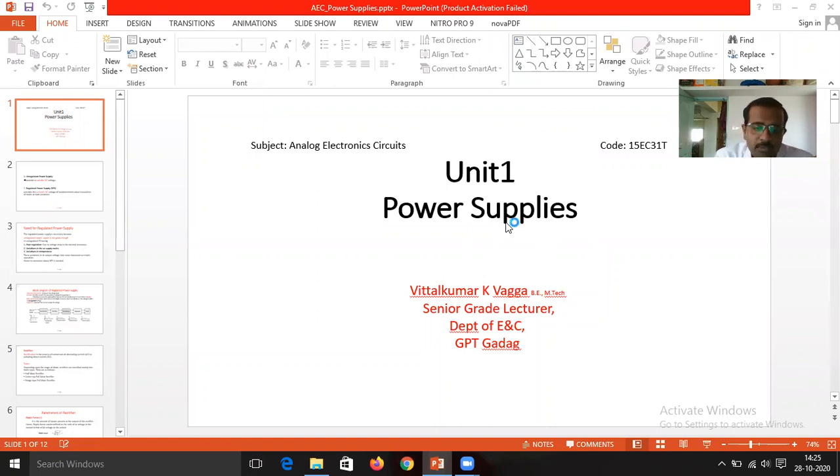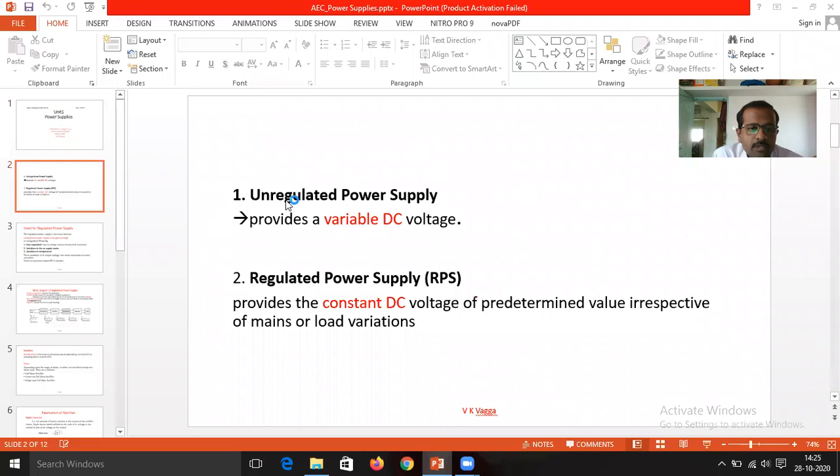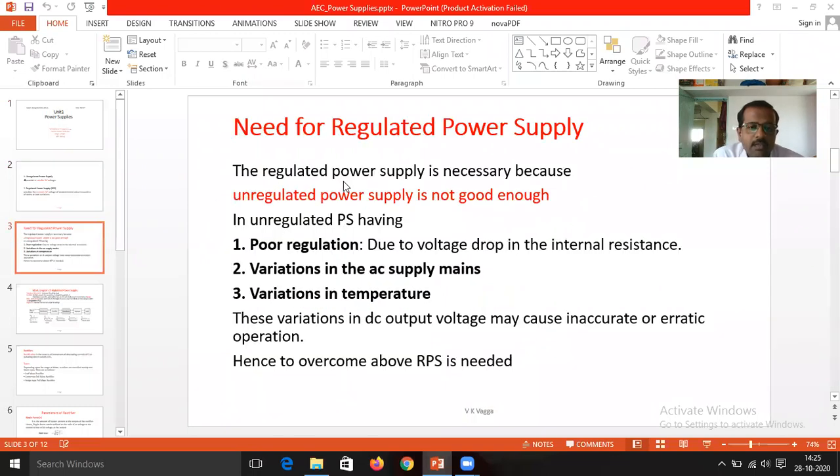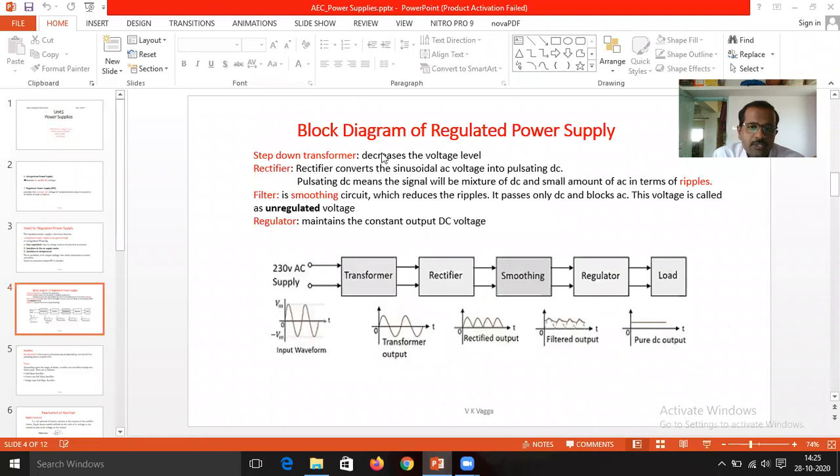Okay, so in the last video, I explained about the unregulated power supply and the regulated power supply. The need for the regulated power supply was also studied, and the actual block diagram of the power supply was also explained in the last video.